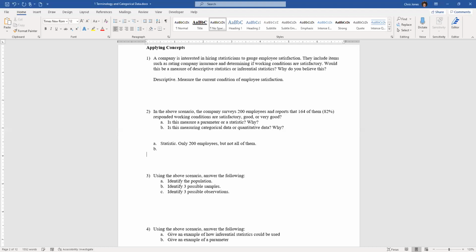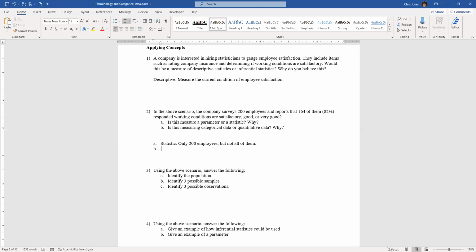Right? Are we measuring categorical or quantitative data? So what are we measuring in this? Well, we're measuring the response to the working conditions: satisfactory, good, very good. These are all descriptive or categorical measures because we can place them into a category but not a number. Okay, so this is categorical, and the reason it's categorical is because it's described by an adjective.